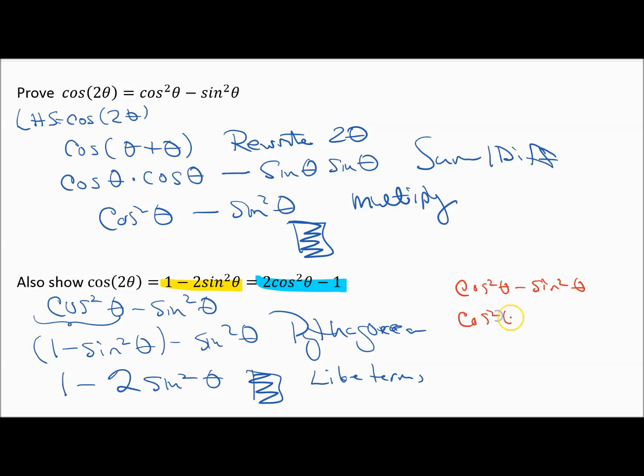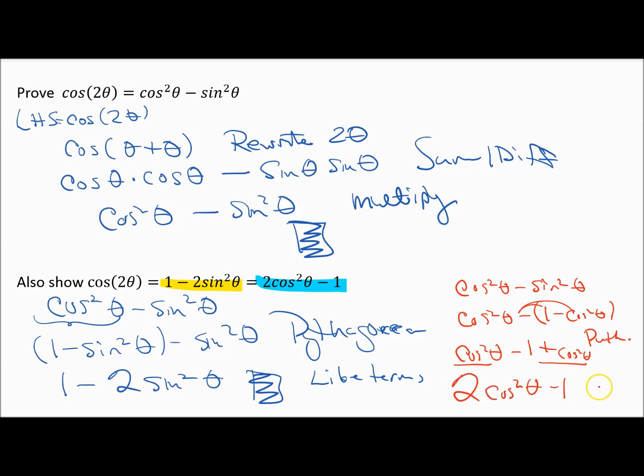Well, I've got cosine squared of theta minus, how about 1 minus cosine squared of theta? Once again, I'm using the Pythagorean identity, one of those 9 different versions. So that would be cosine squared of theta minus 1 plus cosine squared of theta, right? I'm distributing that minus sign inside. I'm going to add like terms. So that gives me 2 cosine squared of theta minus 1. And we have proven the 3rd version of cosine of 2 theta.